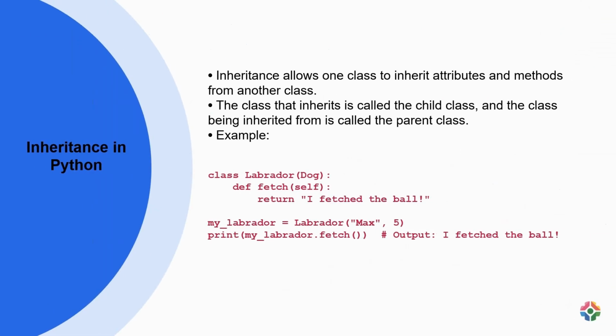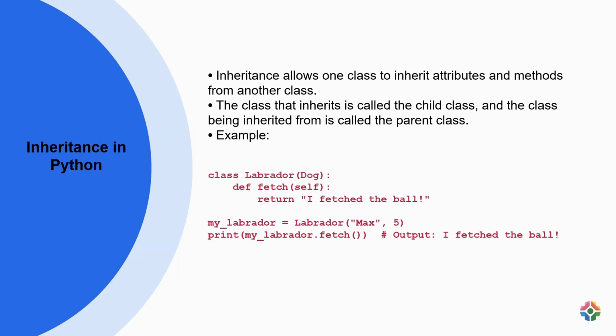Inheritance in object-oriented programming allows one class, known as the child class, to inherit attributes and methods from another class, known as the parent class. In the provided example, the class Labrador is the child class that inherits from the dog class, which is the parent class. This means that the Labrador class can utilize attributes and methods defined in the dog class. For instance, the Labrador class can access the fetch method defined in the dog class. This enables Labrador instances, like the myLabrador instance in the example, to perform actions such as fetching a ball.